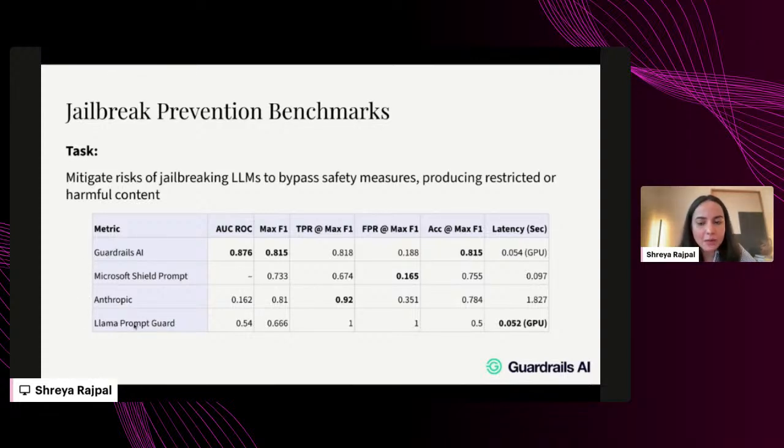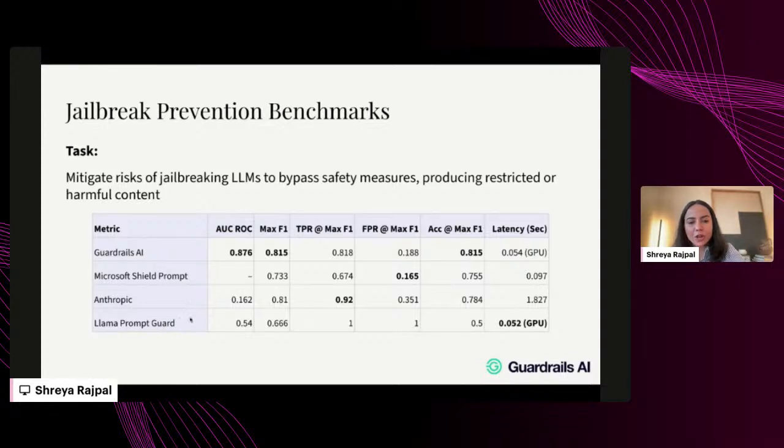Meta's Llama Prompt Guard is the first model we benchmarked. Anthropic is actually an interesting one. Anthropic doesn't officially have a jailbreak prevention model, but they released a prompting guide that talks about how you can use Anthropic models for jailbreak prevention. Then Microsoft Prompt Shield, and then finally we created our own jailbreak prevention model, which was transformer based.